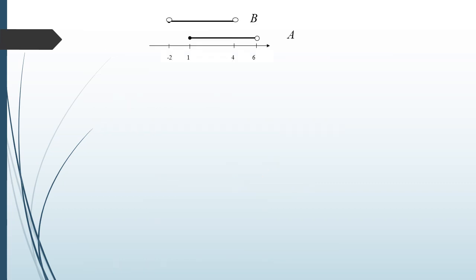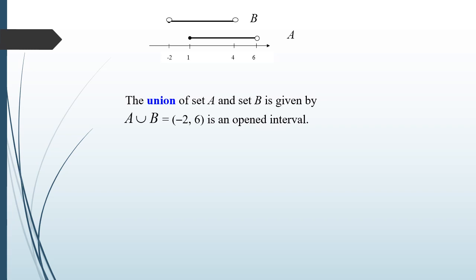How about the union? For the union, we just take everything in A and B together. The smallest value here is negative 2, and the biggest value is 6. So it should be negative 2 to 6. Both are open dots.